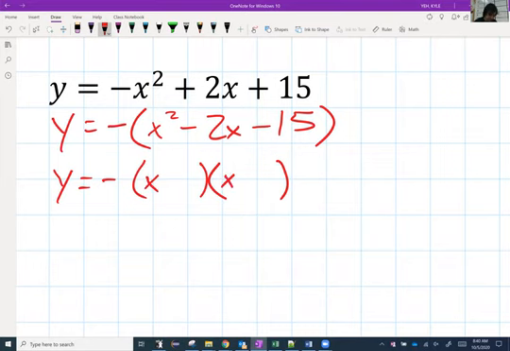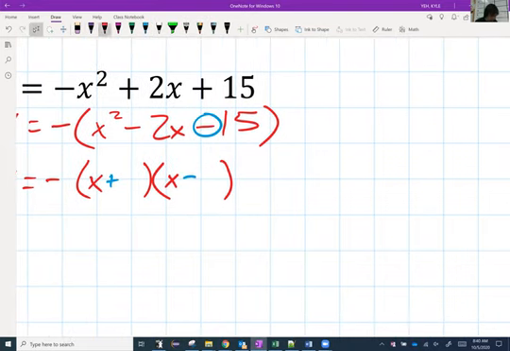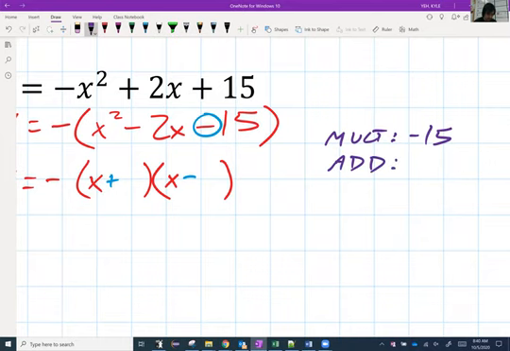What do I know about my signs? Well, because of that C value being negative, I know that I have one of each. They're different. And I know I'm looking for two numbers that multiply to be the C value, negative 15, and add to be negative 2. So two numbers that multiply to be negative 15, add to be negative 2. I know one's positive, one's negative.